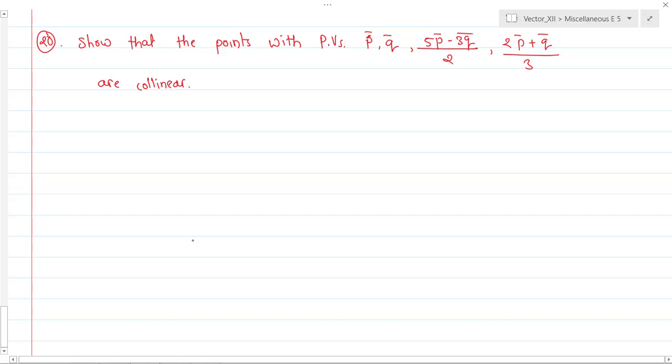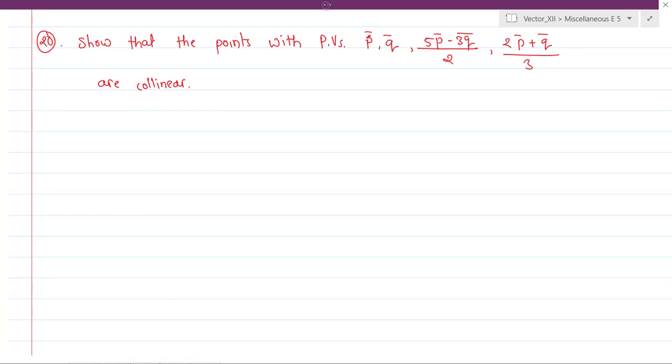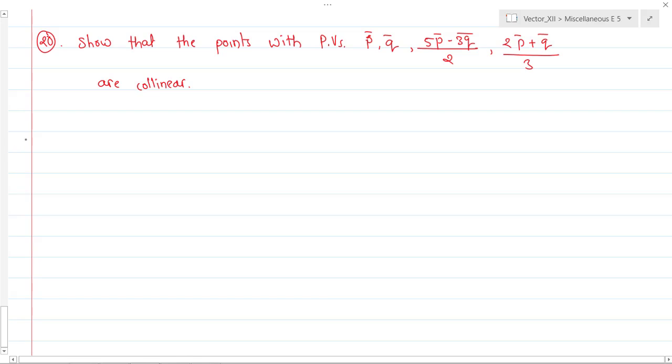Okay. So how to proceed? We want to show that these 4 points are collinear points. Okay. Let's see then. See here. If you observe this third and fourth point, let's name this as m bar and let's name this as n bar. So m bar is nothing but 5p bar minus 3q bar upon 2, which can also be written as 5p bar minus 3q bar upon 5 minus 3.